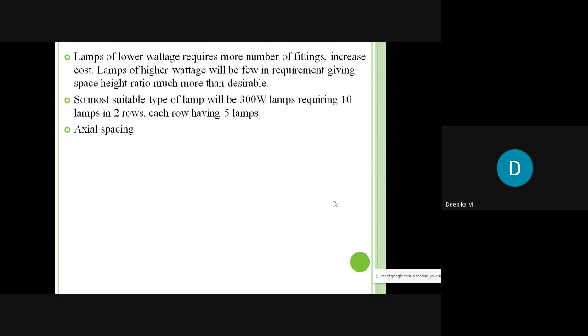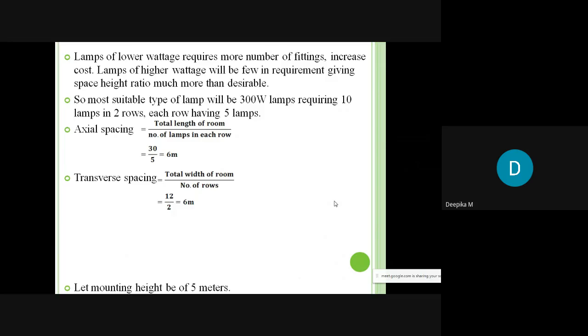So if you use 10 lamps, then how do you divide this? Usually we will go this way: 2 rows and 5 columns. Like that you can divide. So now you know that there will be 2 rows and 5 columns. Then you can calculate the axial spacing. It is nothing but total length of room divided by number of lamps in each row, which is 30 by 5, so we get 6 meter. Again, transverse spacing can be calculated as total width divided by number of rows, 12 by 2, which is again 6 meter.